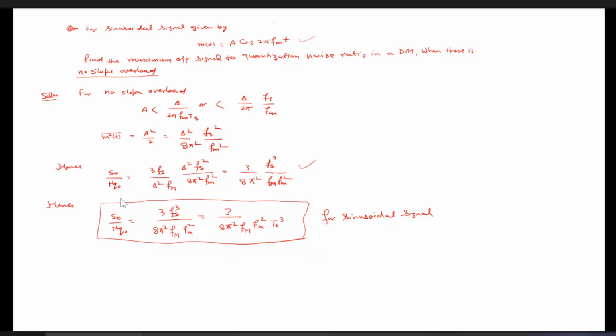This capital FM is the cutoff frequency of the low pass filter used at the receiving end, and small fm is the maximum frequency of the message, whereas Fs is the sampling frequency. In delta modulators, 3 by 8 pi square is nothing but a constant. So the signal to quantization noise ratio we can write as 3 Fs cube divided by 8 pi square, capital FM, small fm, whole square. This is the final expression. And this Fs cube we can also write as 1 over Ts cube. In another form, it is 3 upon 8 pi square, capital FM, small fm, whole square, into Ts cube.